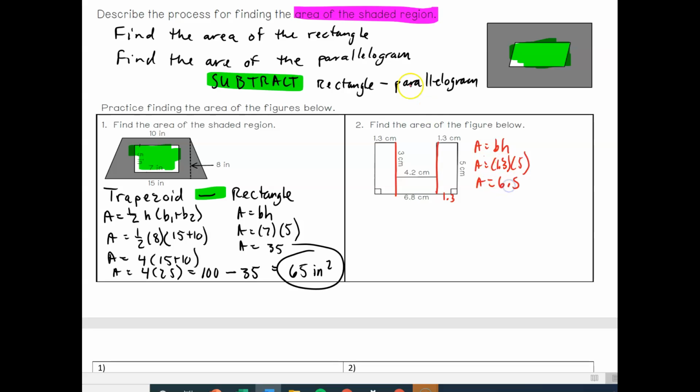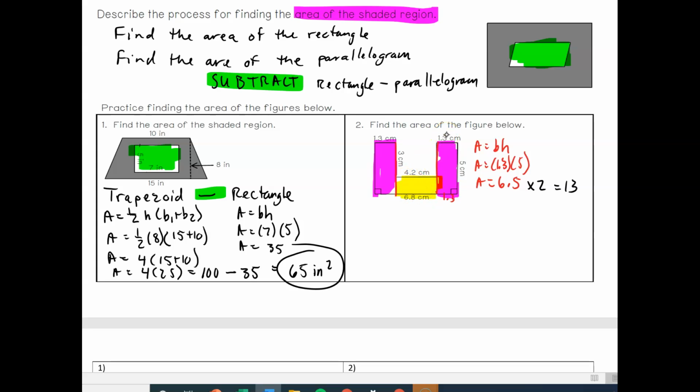And you'll notice that you actually have two of these, because this rectangle right here is the exact same as this rectangle right here. So just take this 6.5 and multiply it by 2, because you have two of the same rectangles. So really the area of both of those together would be 13. Right? Now your job is to find the area of that rectangle there.